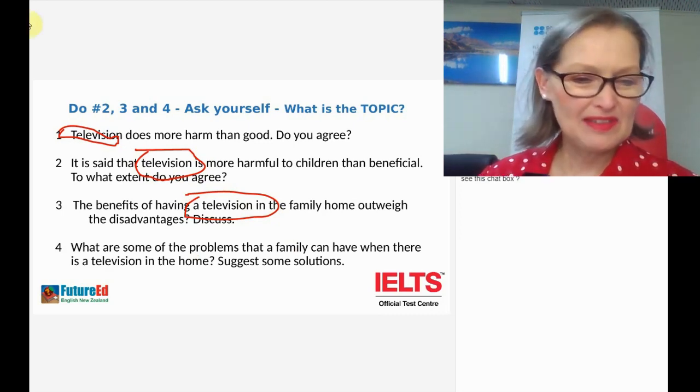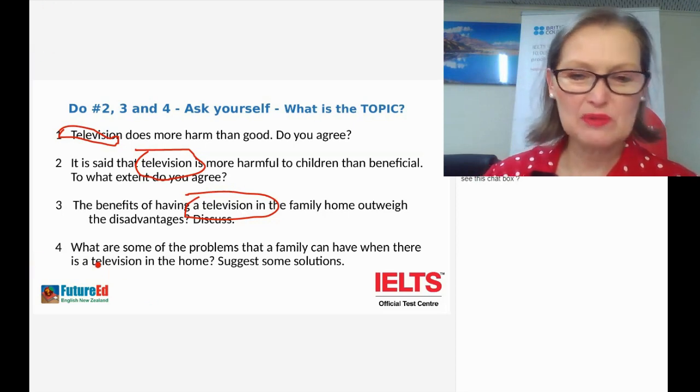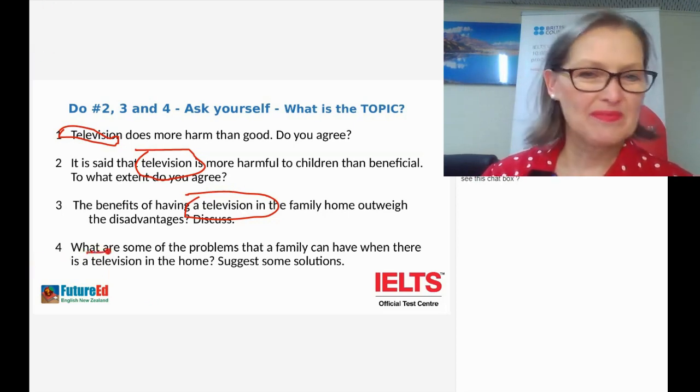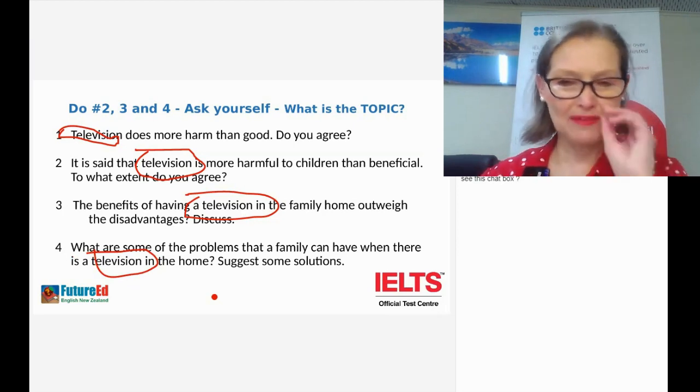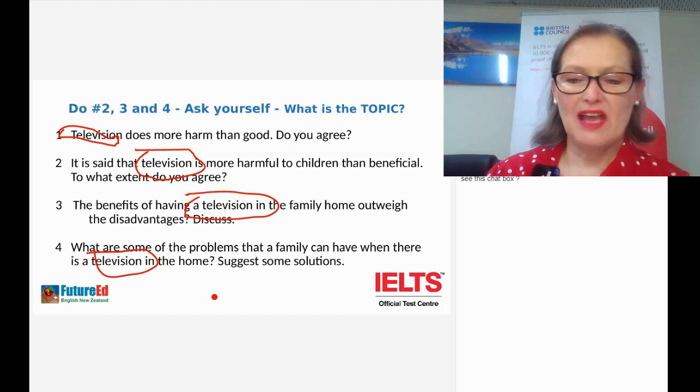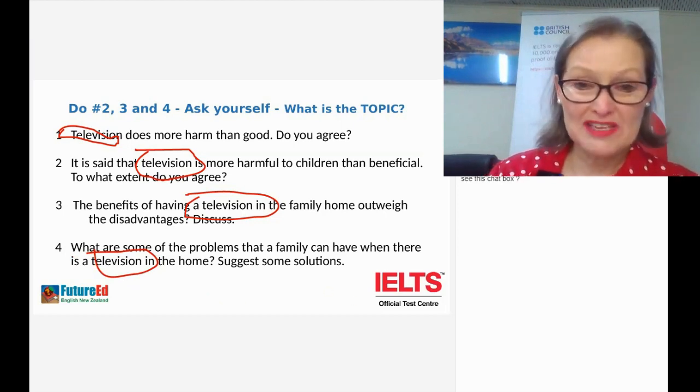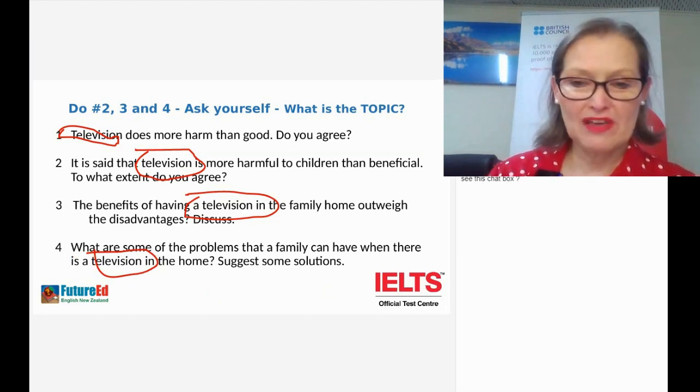That's all right. So what would you say the topic is for number 2? The topic's obviously going to be television, isn't it? Yes. Once again, television, good or bad? Okay, good. And what did you decide for number 3? The benefits of having a television. Same about the television again.